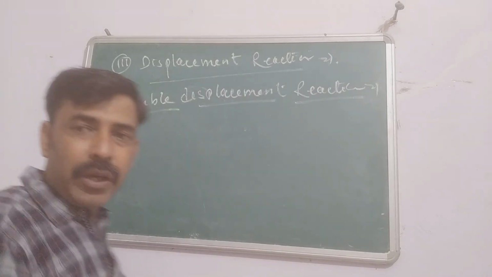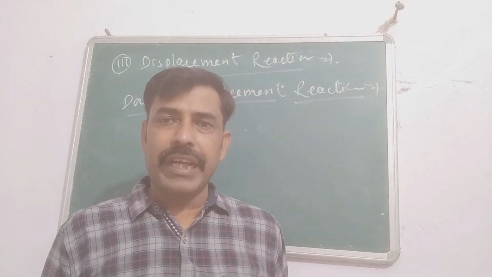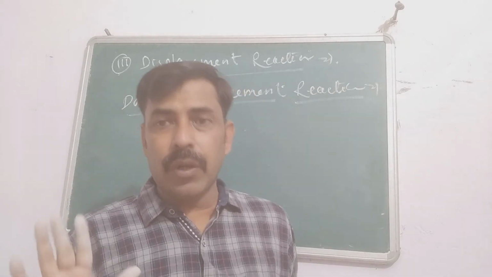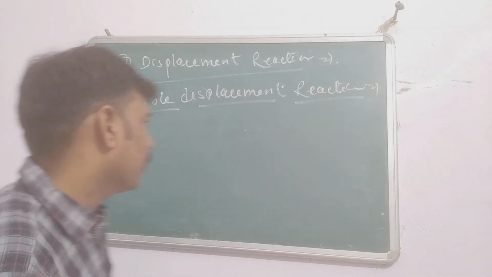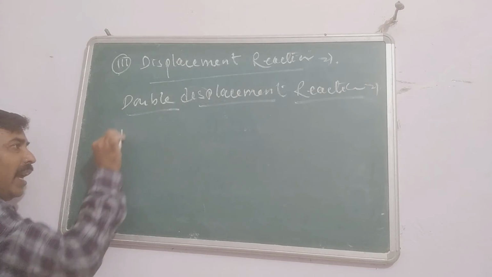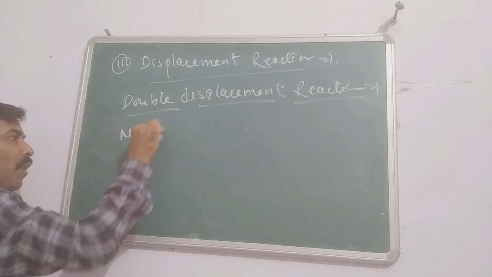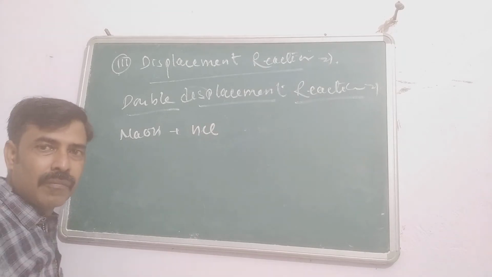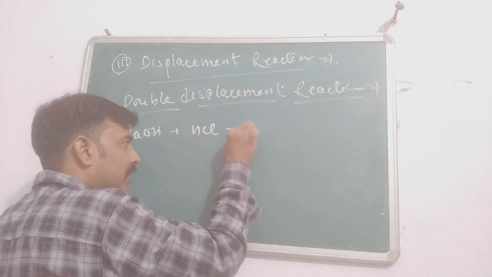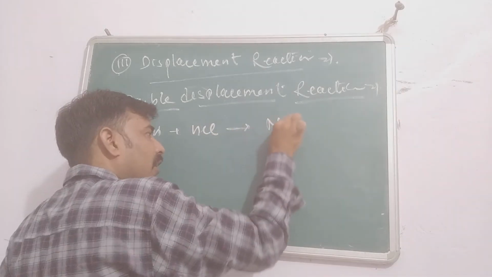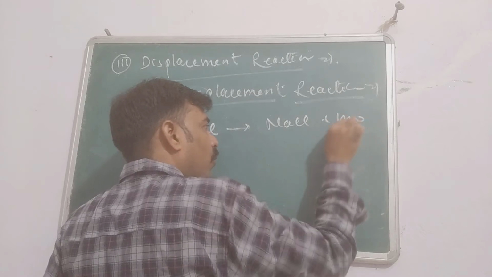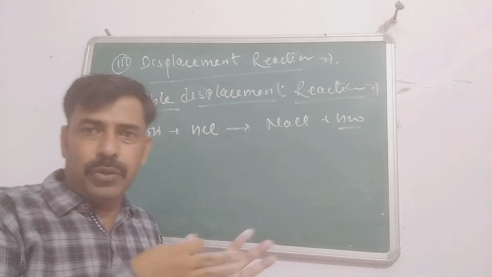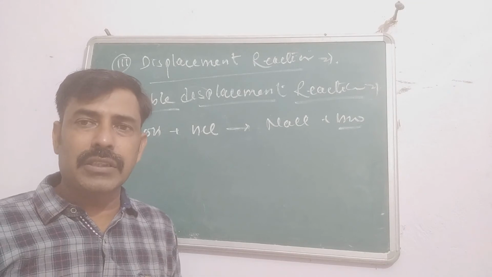Now we are going to see the double displacement reaction. We have seen the single displacement reaction, where only one substance was undergoing the displacement. See here the reaction. This is NaOH, a well-known base which reacts with acid. And what is the product? It is called NaCl, a salt, plus water. This is also called a neutralization reaction. Acid is neutralized by the base.